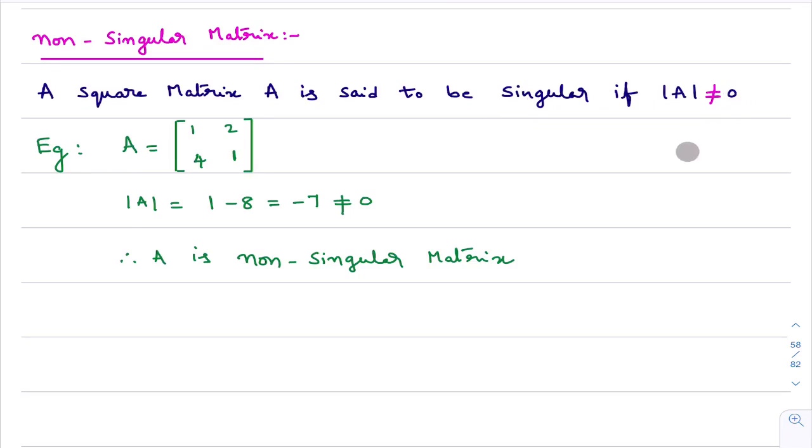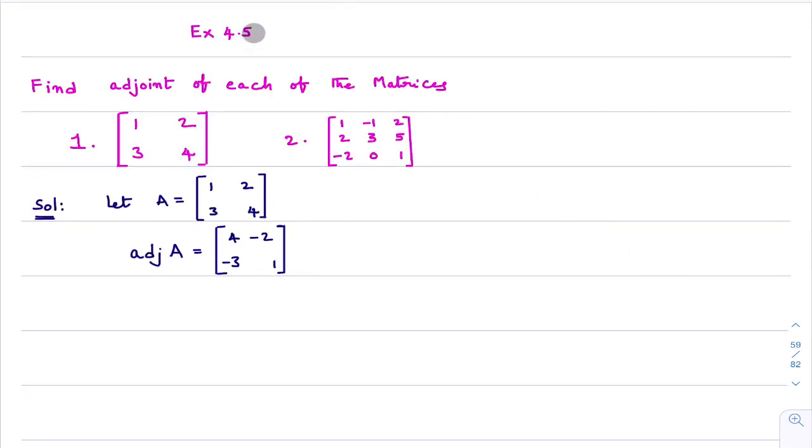Now we'll enter into the exercise problems. This is exercise number 4.5. First two questions I am doing in this class. Find adjoint of each of the following matrices. This is a 2 by 2 matrix, and we need to find its adjoint. We need to find the adjoint of this 3 by 3 matrix as well. First, I'll do the first question. To calculate the adjoint of this 2 by 2 matrix, first I'll take the given matrix as A.